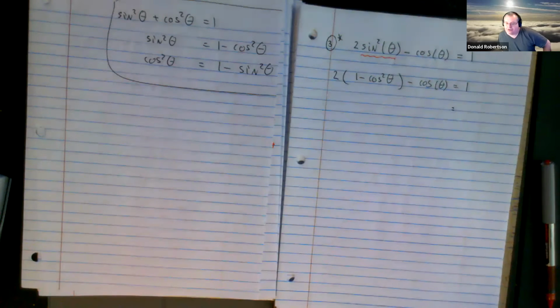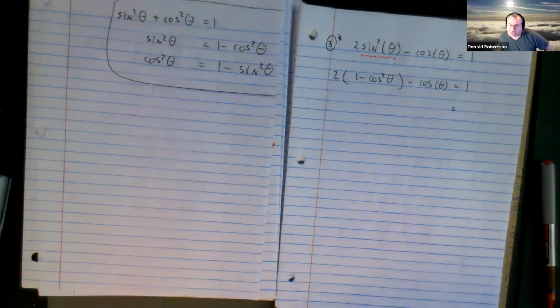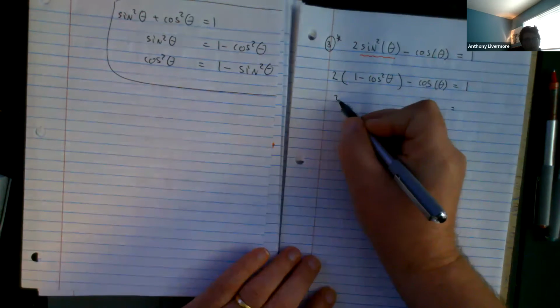Now this is an equation just like all equations, and we'll tackle it with the same kind of techniques as we typically would do in a quadratic. What do you think I should do next? Expand the 2 times 1 minus cos squared theta.